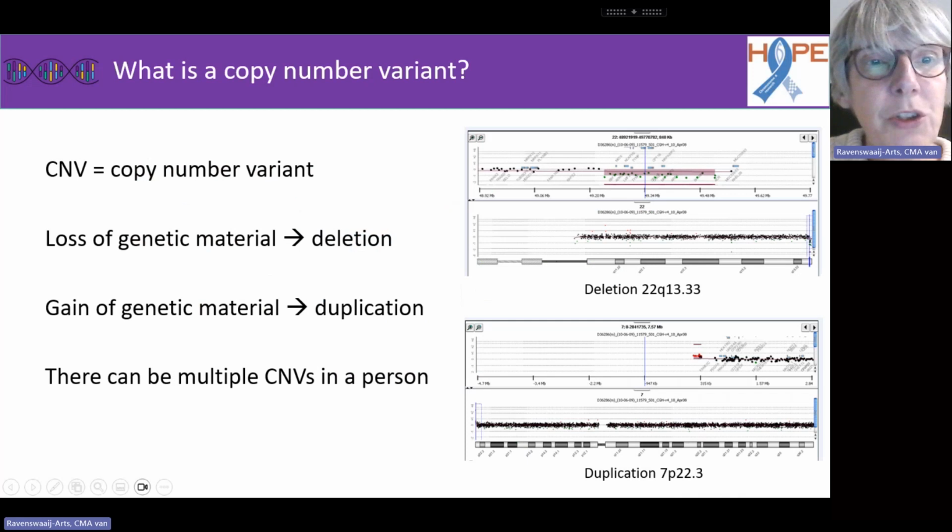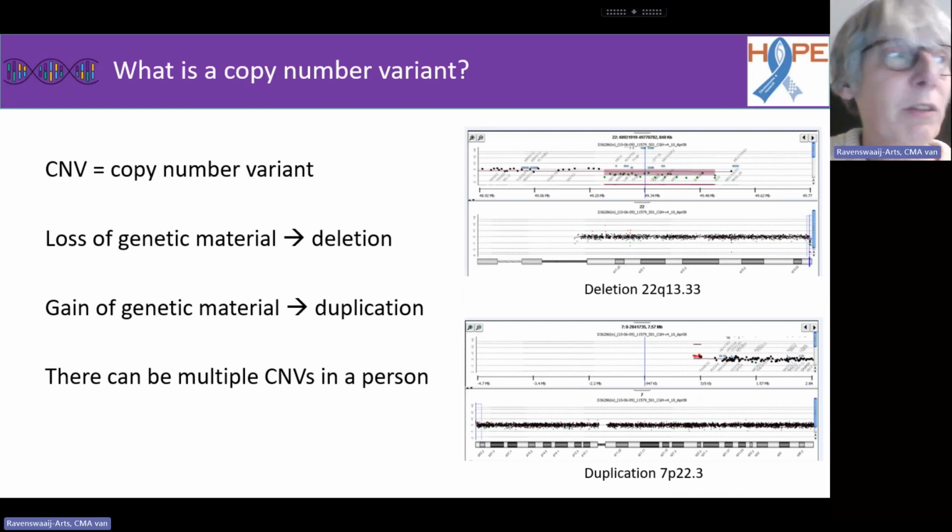Too much or too little DNA of a specific part of a chromosome is called a copy number variant. Too few or too many copies of that chromosome part are present. When there is a loss of genetic material, that is a deletion. You can see an example here for chromosome 22. These are all the spots that belong on chromosome 22, and you see a drop, a loss. When I enlarge that part, you can see the normal amount of DNA here, and here is a loss of patient DNA. So this patient has a small deletion at the end of chromosome 22.